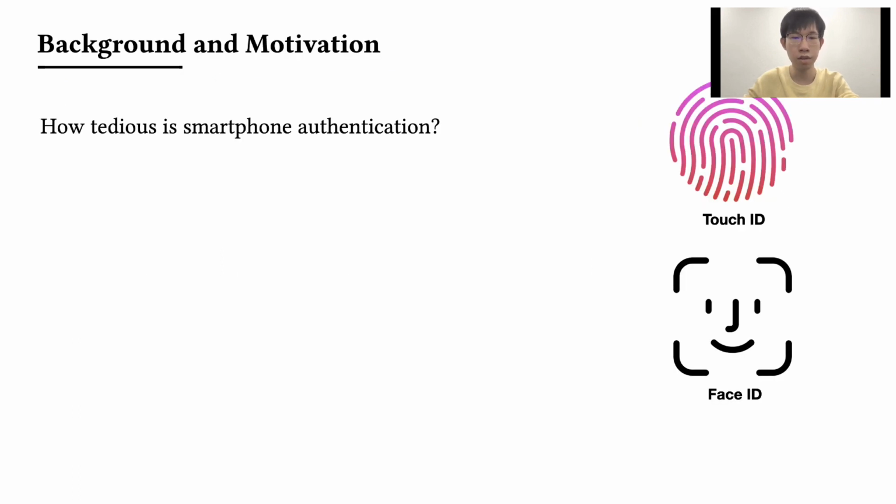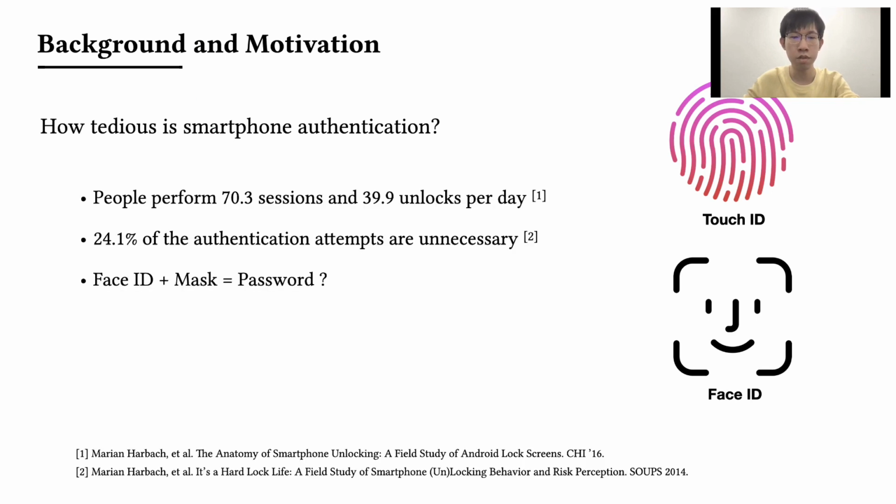Smartphone authentication is important in protecting users' data privacy, but it's also a tedious process. Previous research shows smartphone users perform many unlocks per day, and 24.1% of these unlocks are unnecessary. The situation has gotten even worse since COVID-19 is spreading around the world.